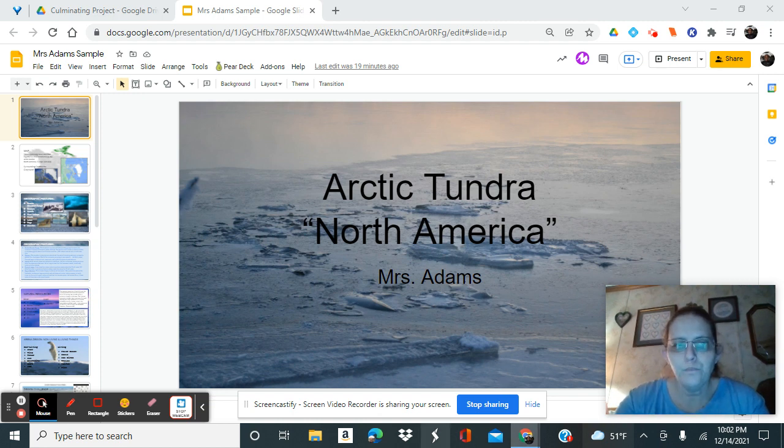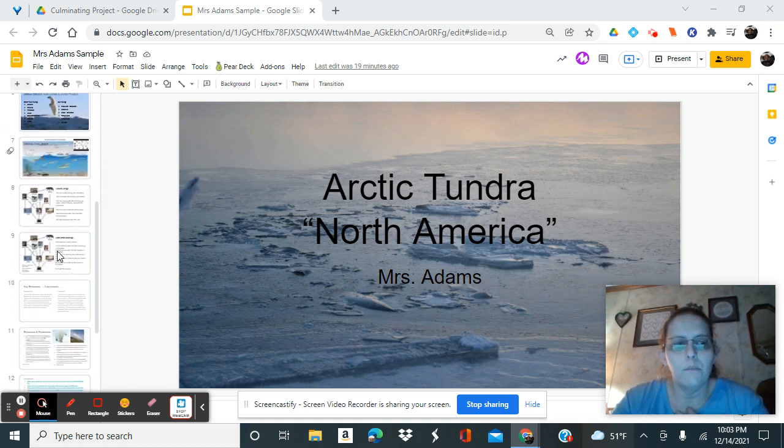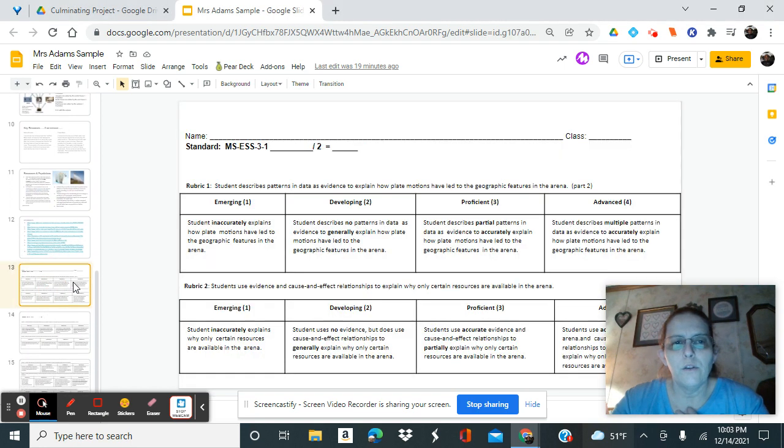Okay, so this is my area. I did my research on the Arctic tundra in North America. Okay, so my presentation, I'm going to show you. This is the rubric. So the rubric for the group, individual project was there were 7 rubrics. This is the first grade for standard 3-1 is using these 2 rubrics. Okay, so you get these 2 rubrics divided by 2 is your score.